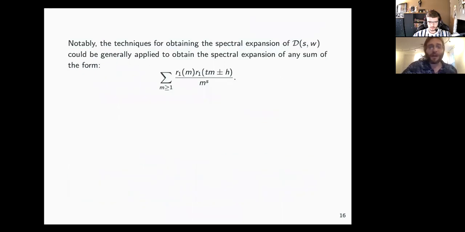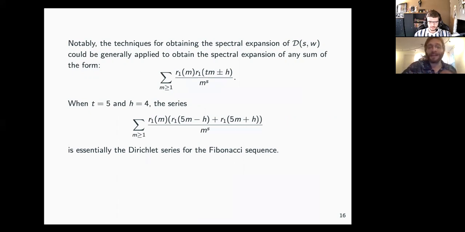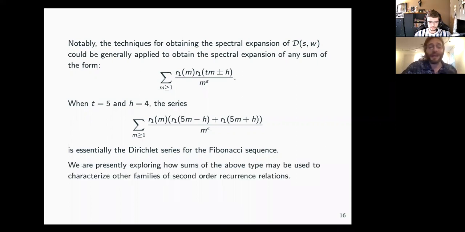Last thing I want to say before I wrap up, we do also want to consider other sums that are related to this, where instead of saying 2m minus h, we might have a different constant here, and we might have different values of h and not necessarily sum over the h's. And the reason we might care about this, for example, is that if I let this t be 5 and I sum over, oh, this h, yeah, and I let h be 4. I should have just written 4 in the sum there. This actually corresponds to the Dirichlet series for the Fibonacci sequence. And so we're actually interested in studying how some of these shifted sums of square integrator functions say something about second order recurrence relations. And that's a project that we are certainly percolating on right now.